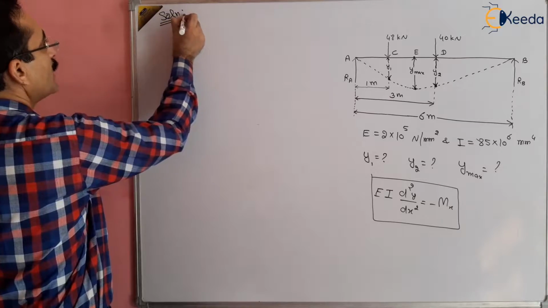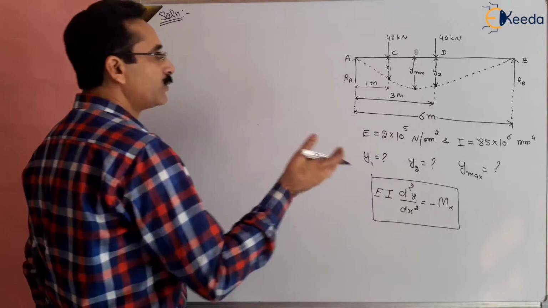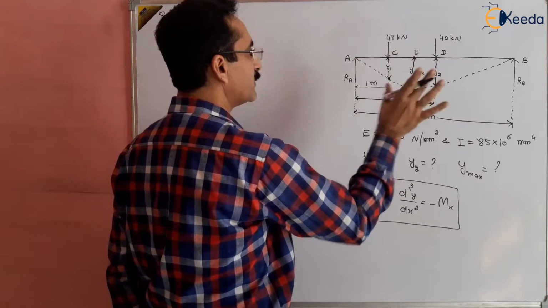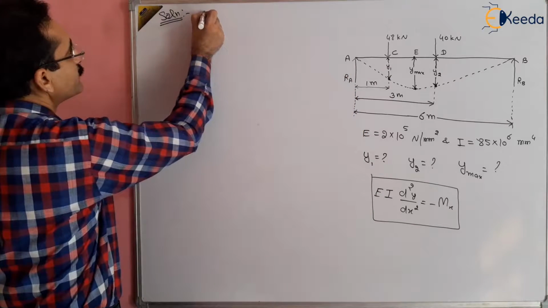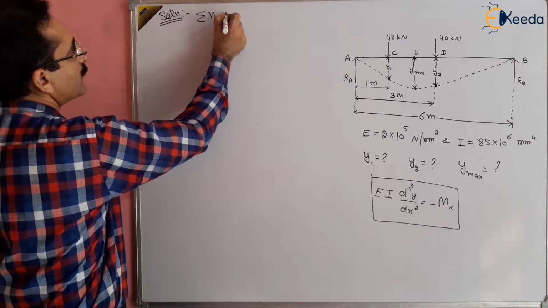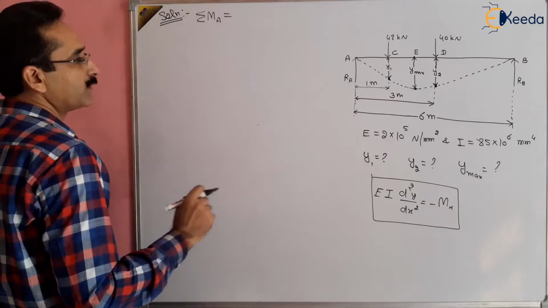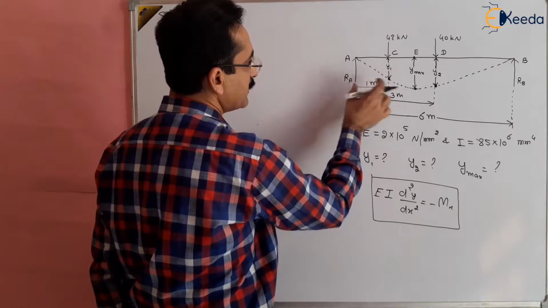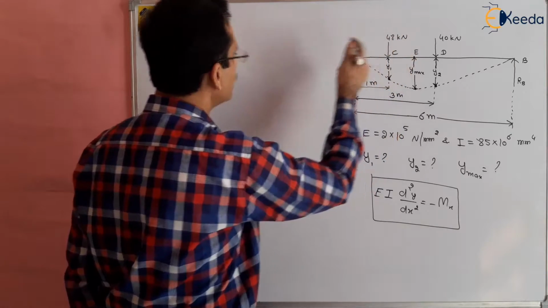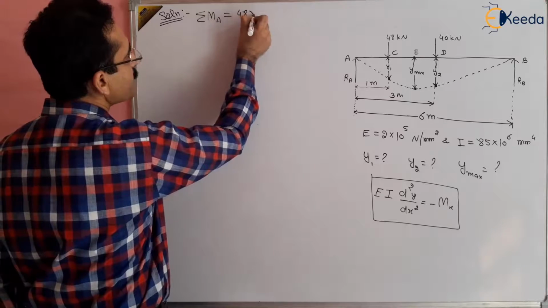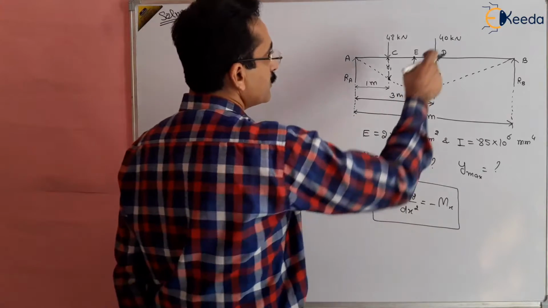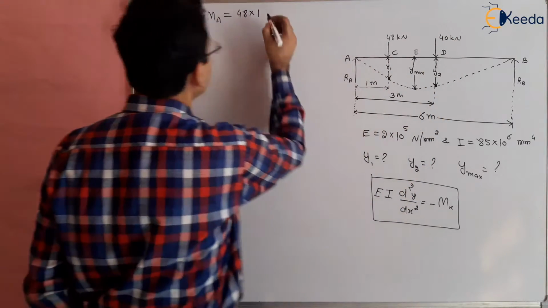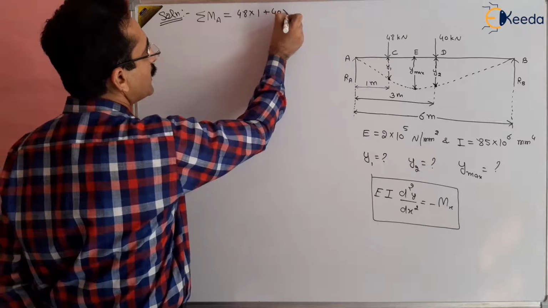Solution. First we want to find RA and RB. Take moment of all the forces about A, and the body is in static equilibrium, so the sum of moments about A will be equal to 0. The moment of RA about A will be equal to 0. The moment of 48 about A, at 1 meter, taking clockwise as positive, is 48 multiplied by 1. Again, the moment of 40 about A is 40 multiplied by 3, which will be clockwise again.